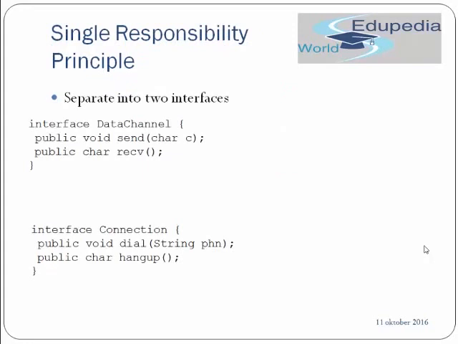Let's separate these into 2 interfaces because our principle says that every class should have a single responsibility. So let's make an interface DataChannel and another interface Connection. Let's put send and receive in the interface DataChannel and keep dial and hang up in the interface Connection. That way we are implementing the Single Responsibility Principle here.